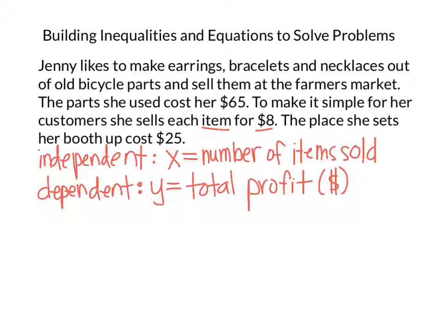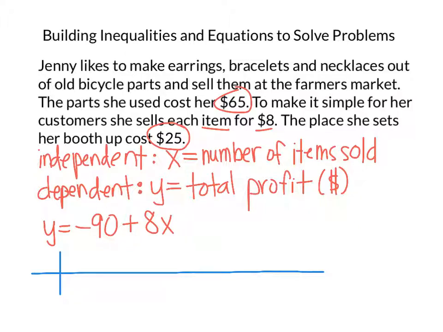So now we want to write an equation that will show when Jenny will start to make a profit. So her profit, y, is going to equal the cost, or the amount of money that she's already paid out. So that's really going to be the 65, so that's really a negative number, and the 25. And again, that's a negative number, at least as far as the profit is concerned. And so that's $90. So she starts kind of in the hole at $90. But to that negative 90, she's going to add $8 every time she sells an item. And again, this represents the total profit.